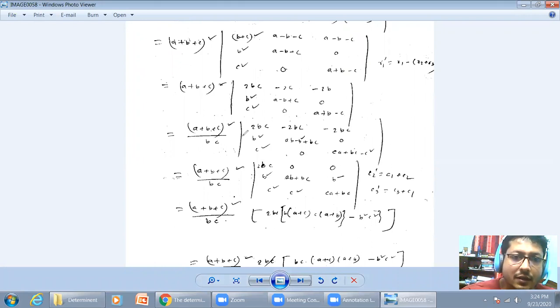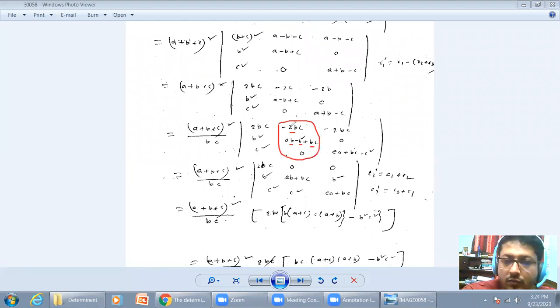We can multiply with B, this part B, and multiply this column 2 by B. So we divide that by B, and we multiply with C, this column 3 by C, and that means C into 0 equals 0 and C. So we can divide here with C.